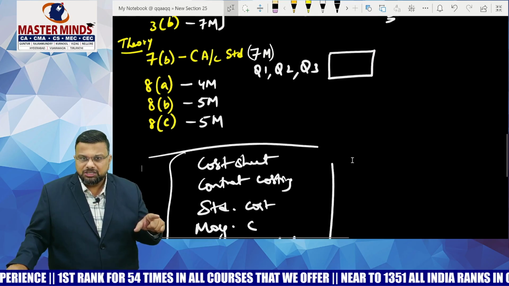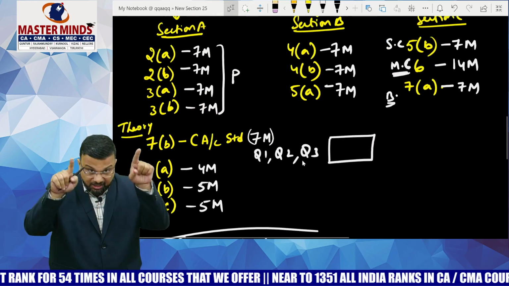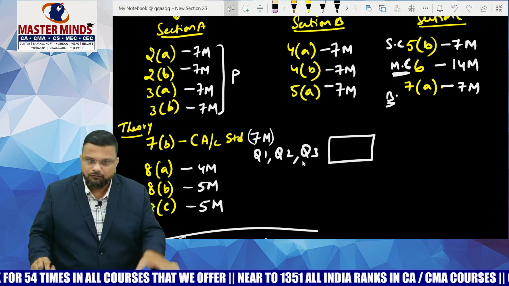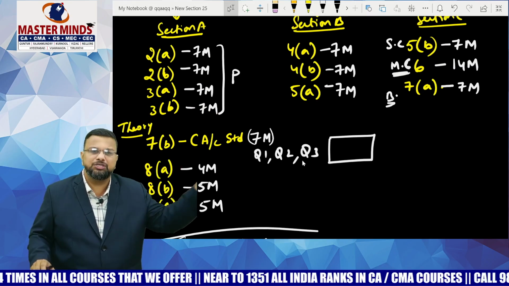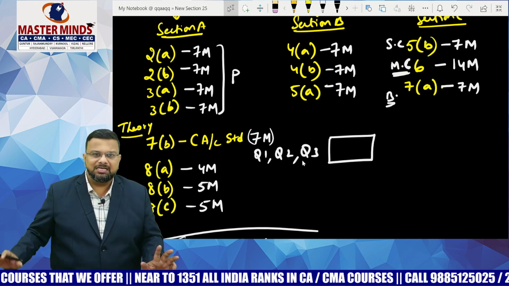When it comes to cost accounting standards, as I said, question number 1, question number 2, question number 3 are important, and we have given a table to you with a list of cost accounting standards that is important from MCQ point of view. So if you are thorough with these things, you can easily answer the majority of the question paper.